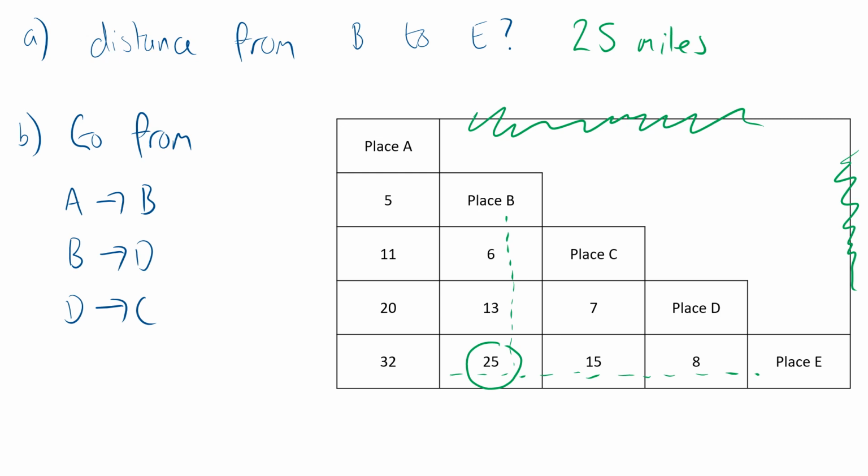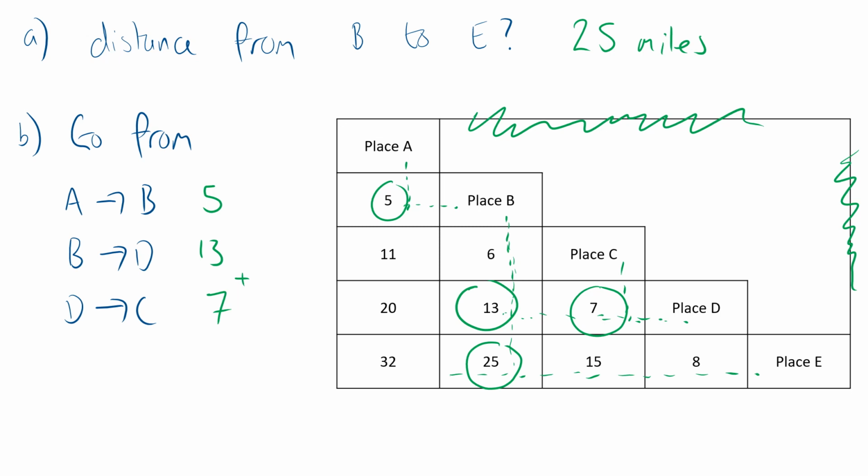In part B, it's got a multi-stage journey, so I need to go from A to B, from B to D, and then back from D to C. So let's do this in stages. From place A to place B, I'm going down from A, across from B, I can see that is 5 miles. From B to D, well, I've already got this line on B. If I go across from D till they intersect, I can see that that's 13. From D to C, I'm going to have lines meeting there from D and C, and I can see that that is at 7.